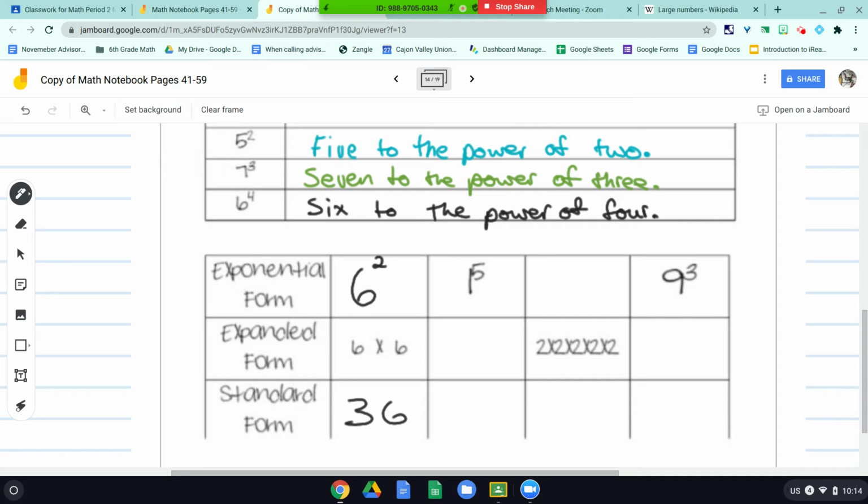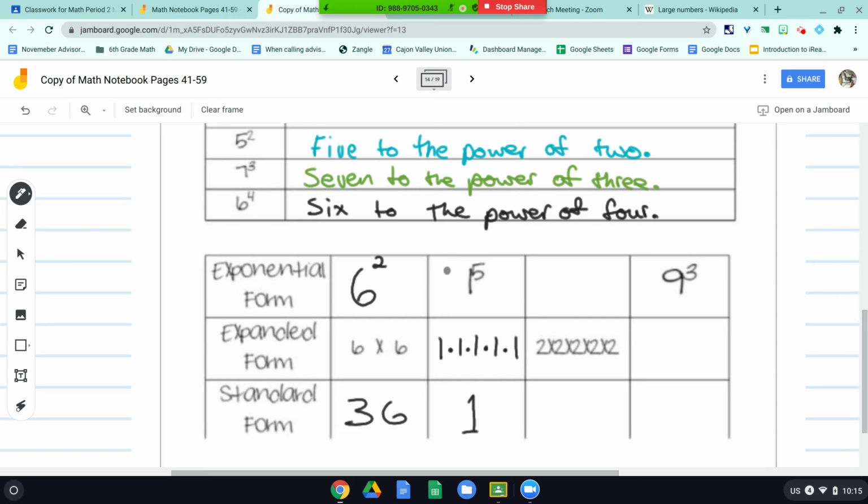Okay, the next one, they give us a little bit of information, but it's different. This time they give us exponential form. We have 1 to the power of 5. And we would write this in expanded form as 1 times 1 times 1 times 1 times 1. And although we are multiplying 1 five times, Alan, what does 1 times 1 times 1 times 1 times 1 equal? 1. It equals 1, because anything times 1 is itself. That's correct. Anything times 1 is itself.